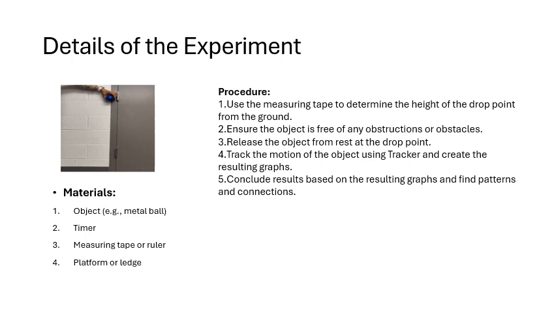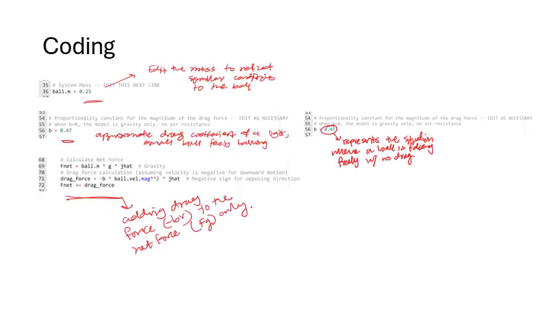For the details of the experiment, we just took a ball and dropped it. We measured the height to be 1 meter before dropping it, and then we tracked it using Tracker, the software we use, and then we concluded the results. Our materials are the object, a timer, a measuring tape or meter stick, and the platform where we performed the experiment.